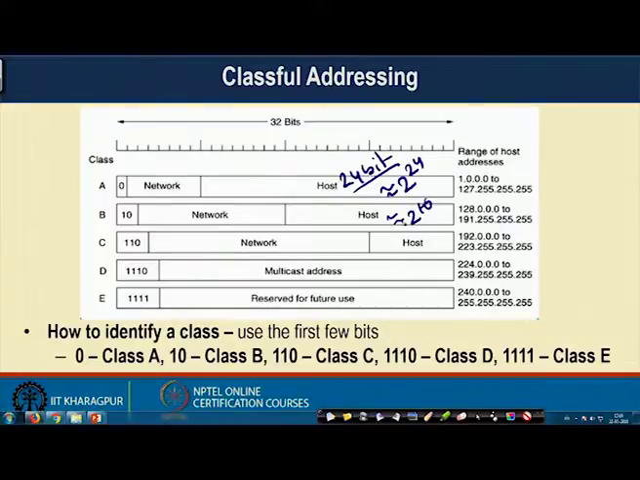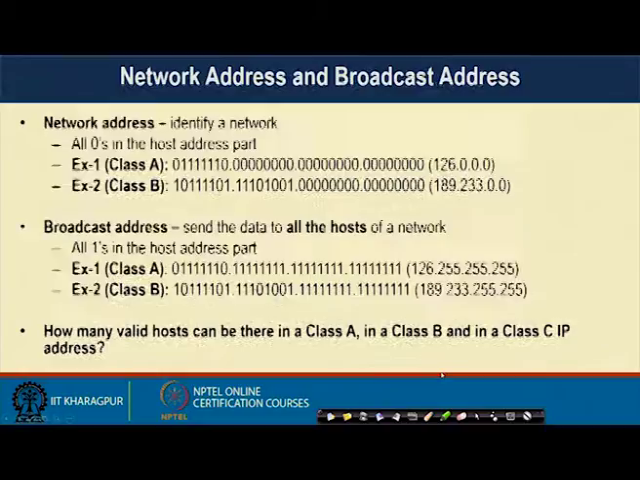In case of class B, you can support close to 2 to the power 16 number of hosts, because you have 16 bits of host address. In case of class C, you can support close to 2 to the power 8 number of hosts, because you have 8 bits of host address. The network address is used to identify a network, and the host address part is used to uniquely identify a host inside a network.